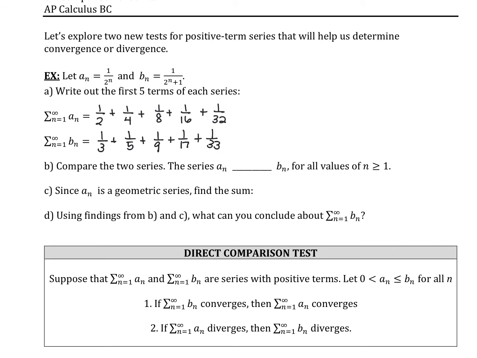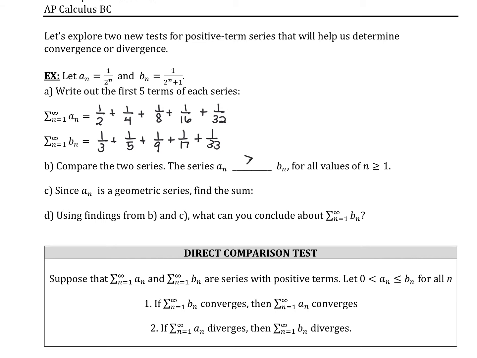Okay, if we were to compare these two series, how would we say these values are related, or the series are related for all values of n? Hopefully what you would say is that a sub n is always greater than b sub n, or equal to. We may get to a place where it's equal to, but for n equals 1, it appears that it's always greater than. Actually, we could probably just say greater than in this case.